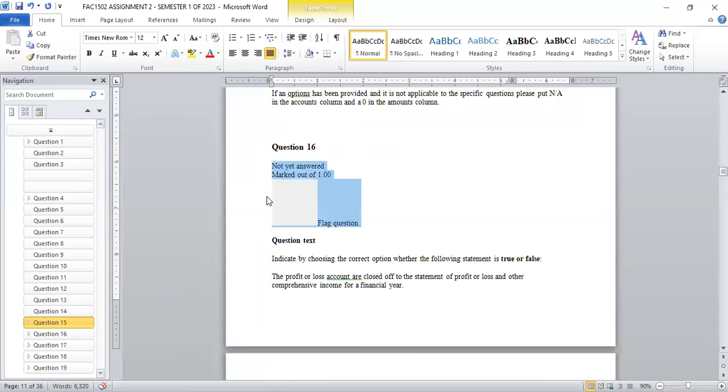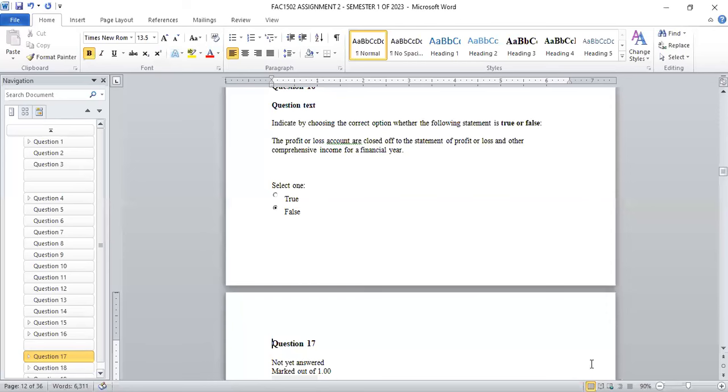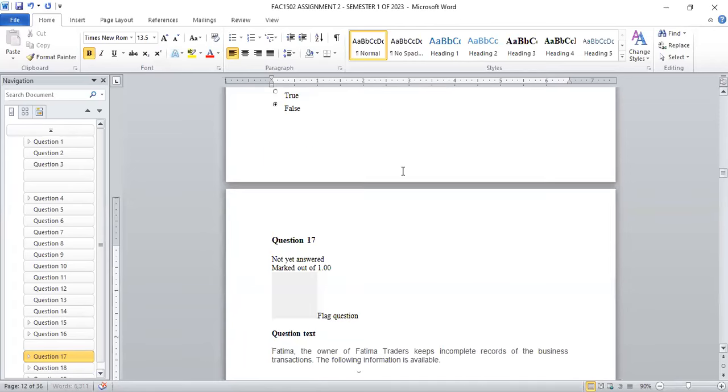Question 16. Indicate by choosing the correct option whether the following statement is true. The profit or loss account is closed off to the statement of profit or loss and other comprehensive income. That's false. You can't close the profit or loss to the profit or loss. You close it to the capital, or maybe if they said statement of financial position, that could have made sense. You can't close the account in itself.